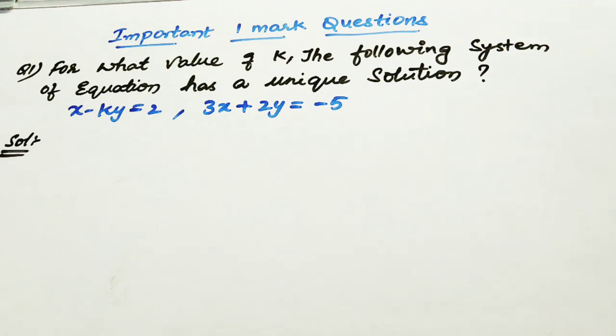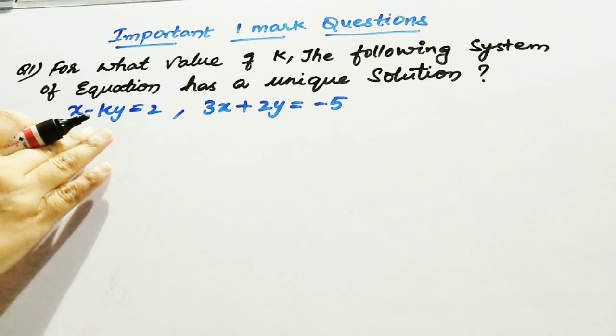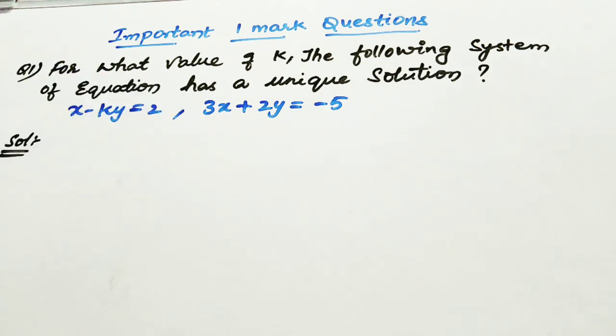Okay, let's discuss. For what value of k does the following system of equations have a unique solution? How will you get a unique solution?